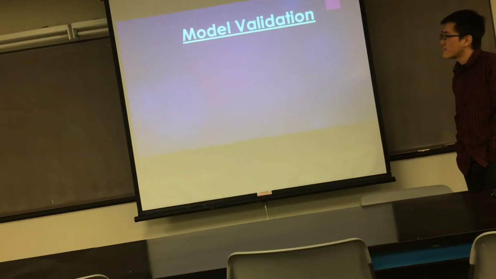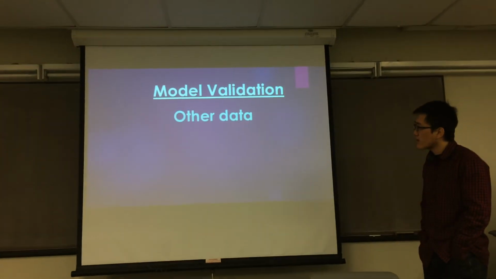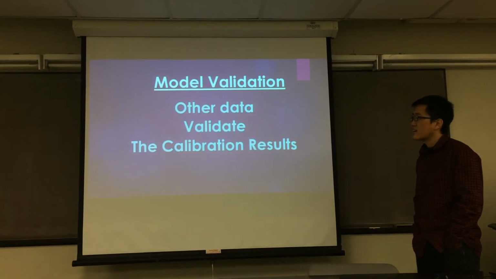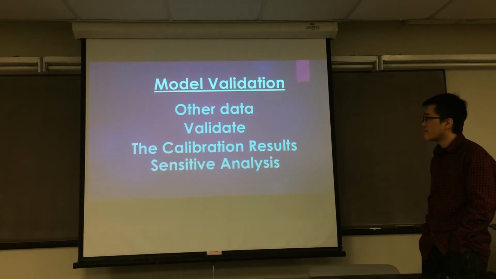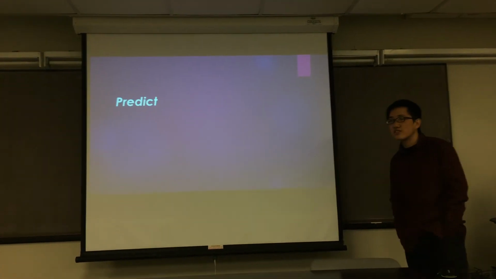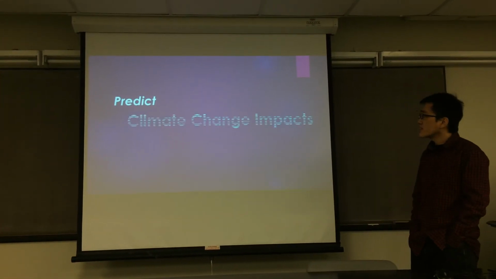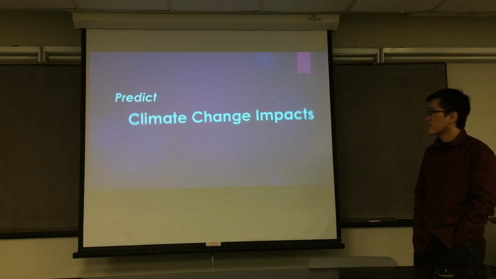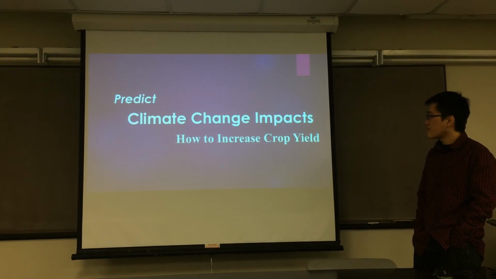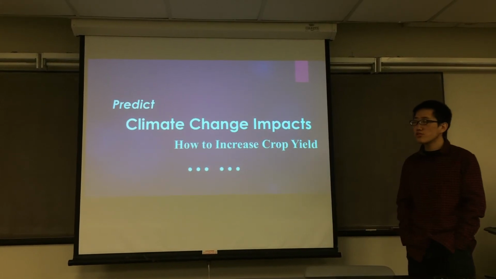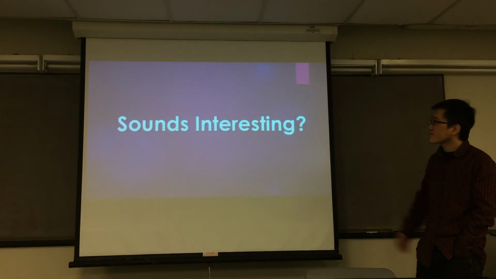After the calibration process, we need to validate our calibration result. That is to use other data to validate our calibrated parameters and to do sensitivity analysis. So what is the aim of a model? It is to predict the future, to simulate the climate change impacts, and to find how to increase our crop yield. It sounds interesting, right?